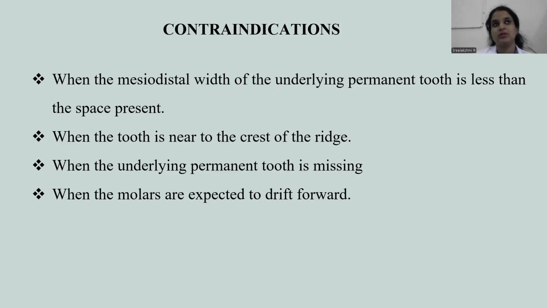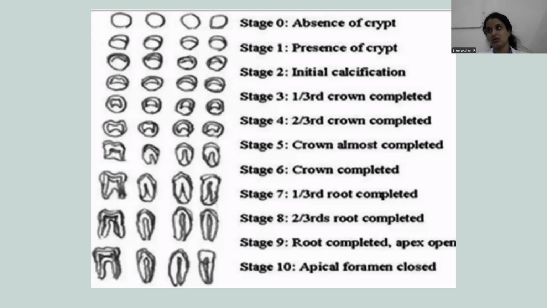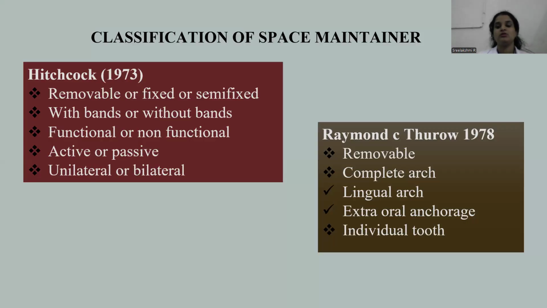If the underlying permanent tooth is missing, there is no chance of eruption, but in such cases we have to consult with the other departments if they are planning for any implants and so on. We need to maintain the space when the molars are expected to drift forward. So this is the last 2 stages. It is 11 stages, consisting of 0 to 10, from absence of rift to the apical foramen completely closed. In stage A, that is two-thirds of root completion, usually the tooth will be erupting. The last 2 stages are an important criterion, or ideal requisite, before going for a space maintainer.